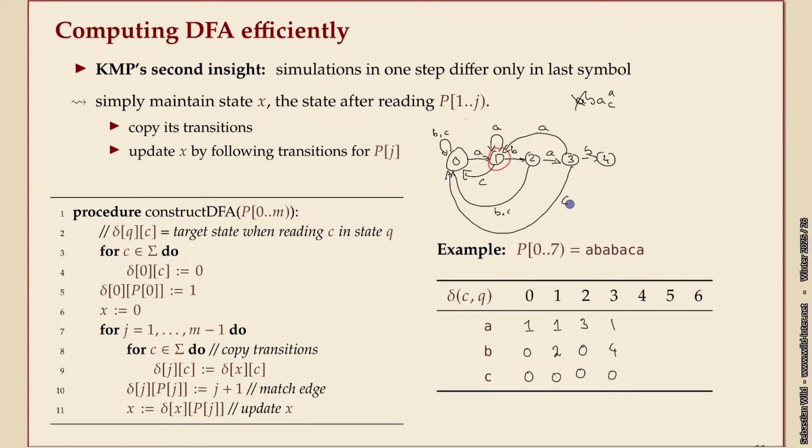Now, the cleverness of this is that I just need to remember where I left off and do one update step instead of starting from scratch all over each time. And that's also what this algorithm does. You can formulate it as essentially copying a column of this transition matrix.